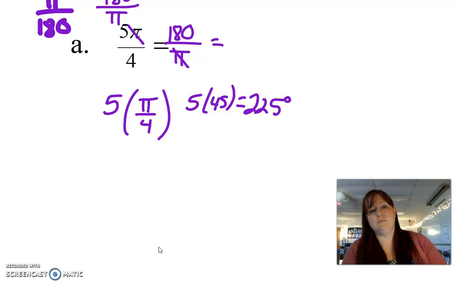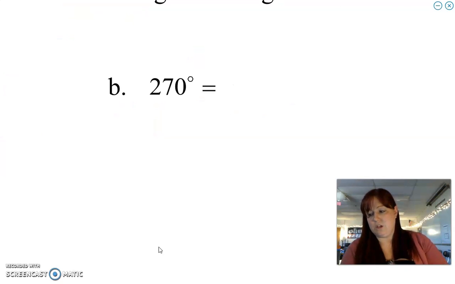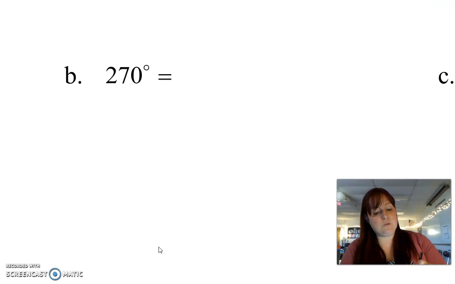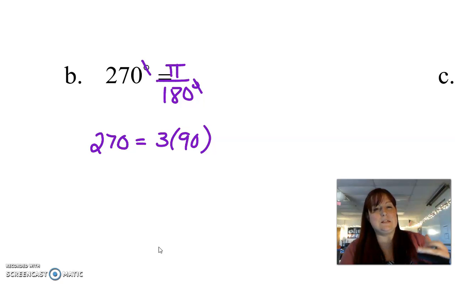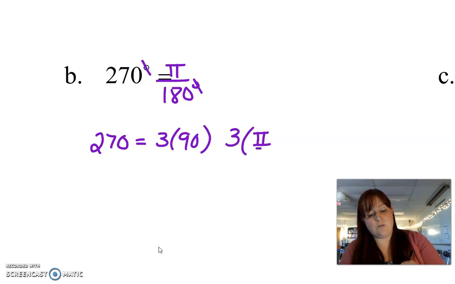So there you go. Either way, if we had done it either way, you would have gotten the same thing. That one's just faster. Okay. 270. Again, we could multiply this by pi over 180, and the degrees would cancel out, and we'd end up with radians. Or we can think about, well, 270 is the same as 3 times 90, because 90 is something that we know off the top of our head. 90 degrees is pi over 2, so this is 3 times pi over 2, which is 3 pi over 2.